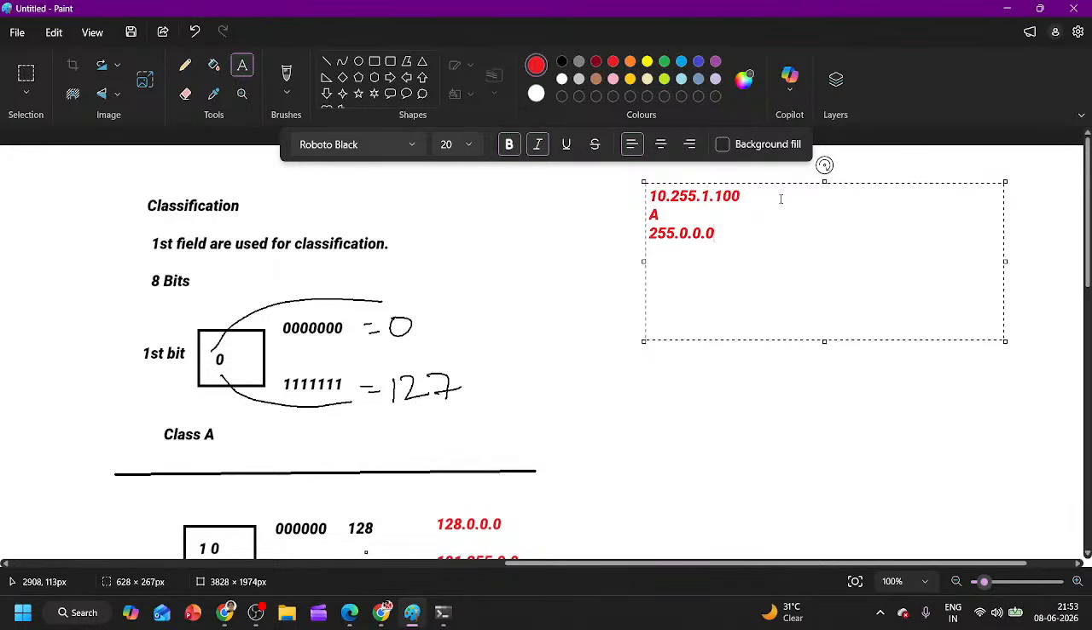Now you don't need to perform the AND operation by converting IP and subnet mask into binary. You can simply imagine that in the first octet we have all ones. So if I multiply 10 by 1, I get the same value. But in the second, third, and fourth octets, I have zeros. If I multiply this by 0, then I get 0. It means the network ID is 10.0.0.0.